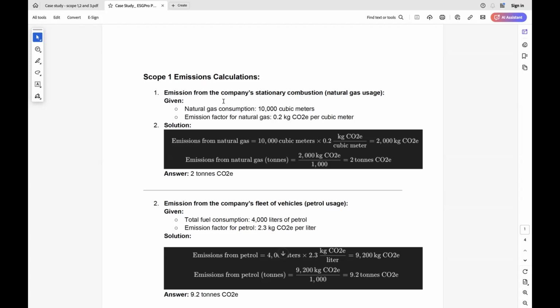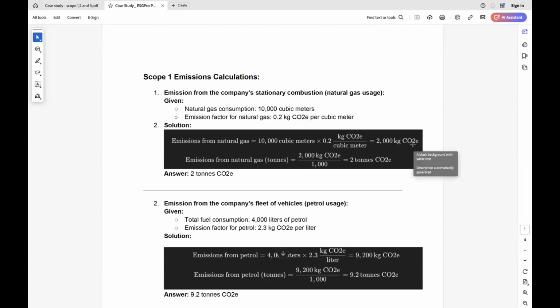DEFRA. I will go to DEFRA, IPCC or CEC. I will get that number and put it here. What is that number? 0.2 kg carbon dioxide equivalent per cubic meter. So 1 cubic meter is 0.2. So for 10,000 cubic meters, just put in this formula and you have the answer: 2,000 kgs of CO2.